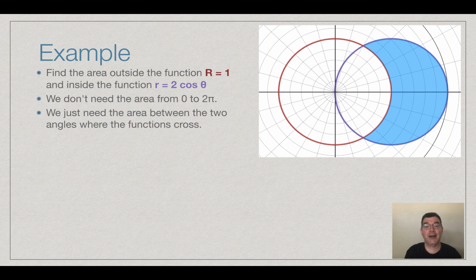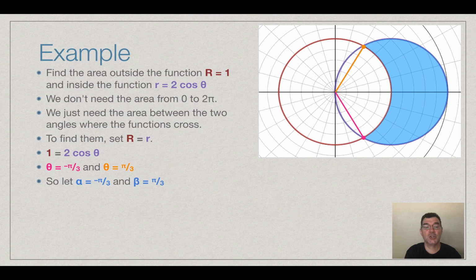So let's figure out where the two functions cross. How I do that, I set capital R equal to little r, and I solve. So 1 equals 2 times the cosine of theta. Theta is going to equal negative pi over 3 or pi over 3, and if I draw those on the graph, I can see that that's where the two functions cross. It's also where the area starts and stops. So I'm going to let alpha equal negative pi over 3, that's my starting angle, and beta is going to equal pi over 3, that's my ending angle for my integral.